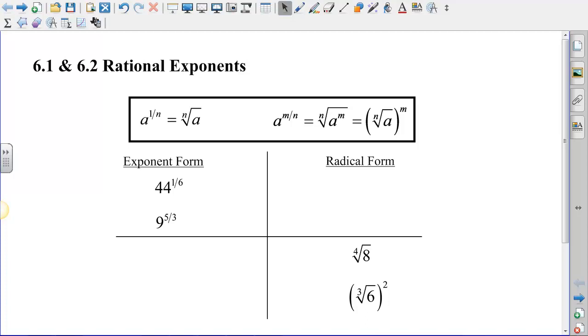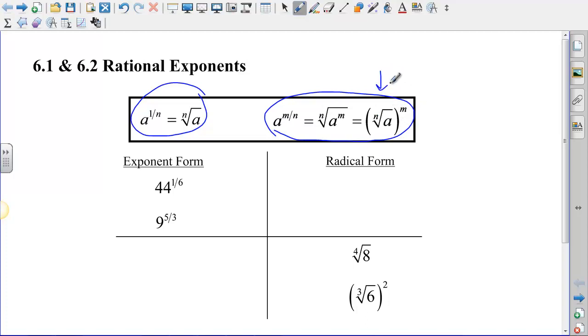So the first thing that we're going to go over is what a rational exponent means, and really when we start off talking about this, we need to understand that a to the 1 over n is equal to the nth root of a. We talked about this a little bit in the last video. But I wanted to get more into a to the m over n. That's equal to the nth root of a to the m, or the nth root of a raised to the m. We can use it one of two ways.